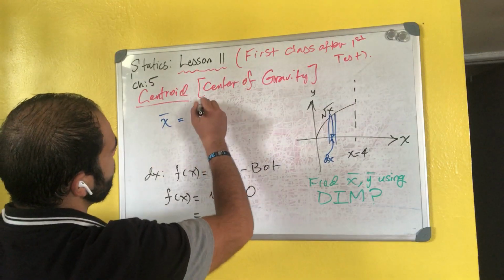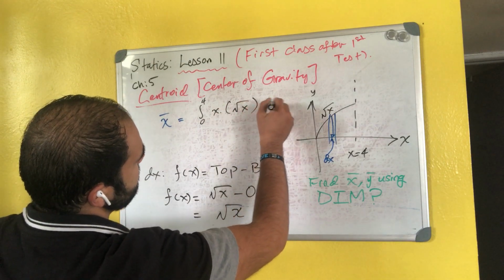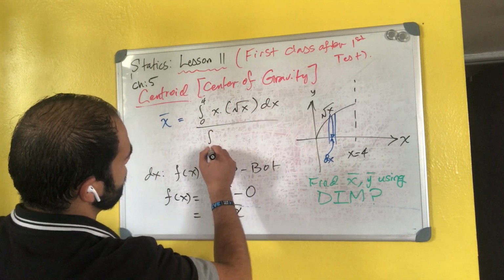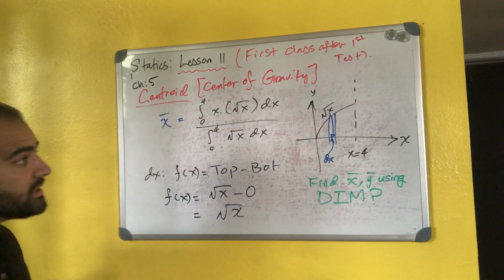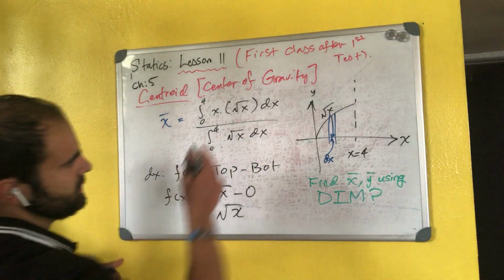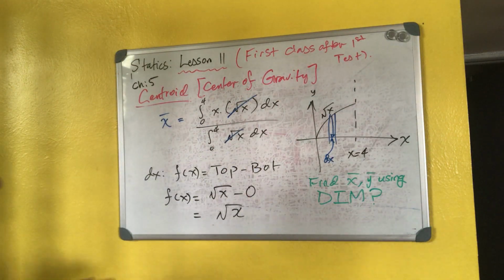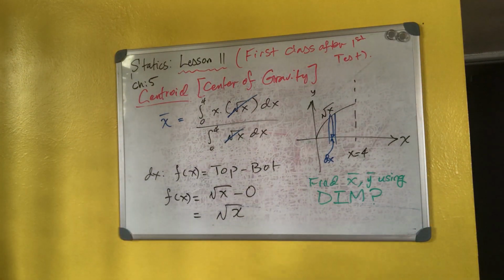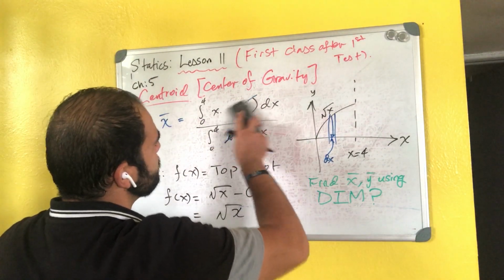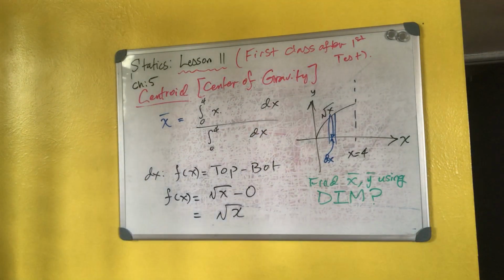Integral from 0 to 4 of x times square root x minus 0 dx, over the integral from 0 to 4 of square root x dx. Please don't do this. That's not math. That's basically just your own math. So, you cannot do this. Sorry, not today.